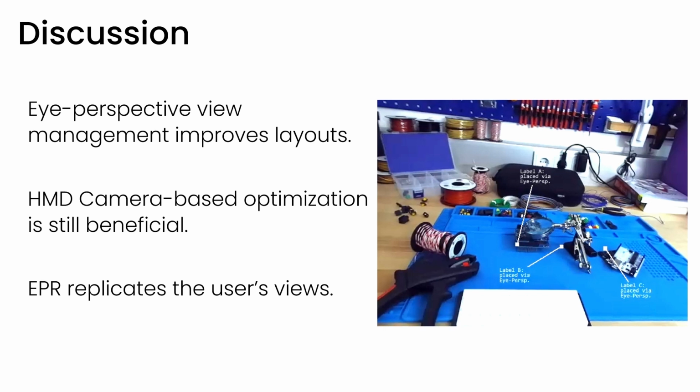Finally, the study showed that eye-perspective rendering can replicate the user's views with sufficient precision, even with unconstrained head movements. In our study, we allowed participants to move their heads freely, unlike previous similar studies where headrests were used. Our reconstruction was precise enough to be used as input for the optimizer, and our algorithm produced good layouts with respect to our optimization criteria.